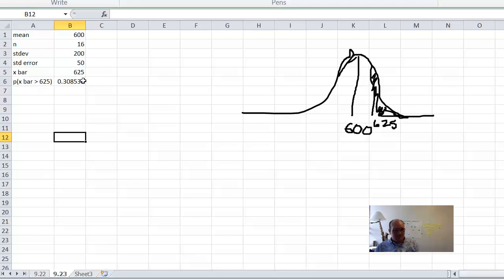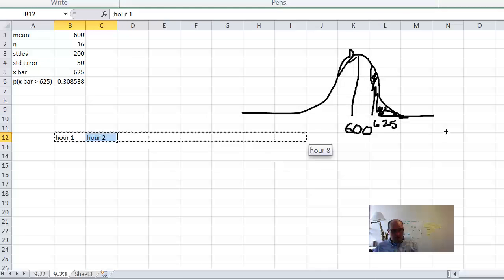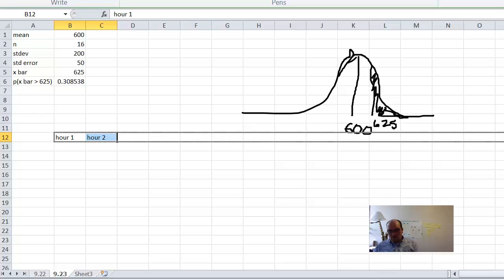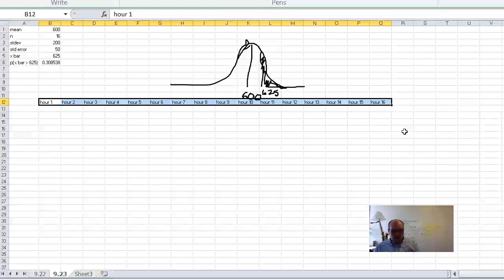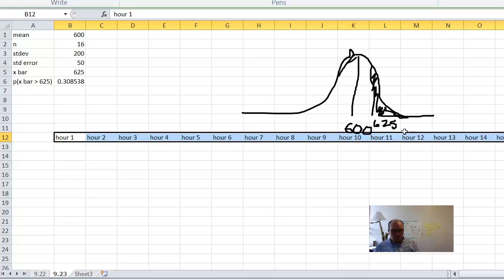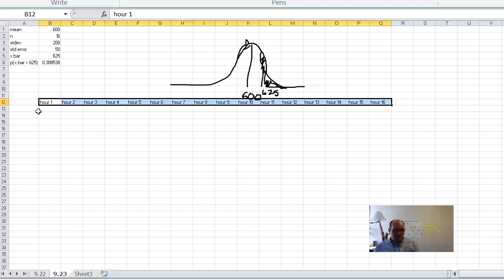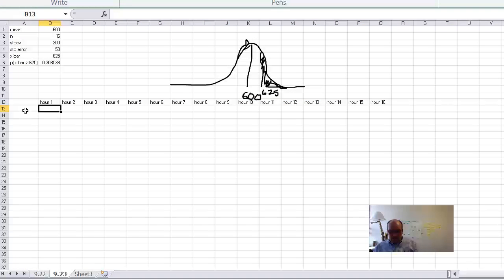All right, so let me see if I can set up a little experiment, and maybe this will make this problem a little bit more clear. So let's see, if I have 16 hours, so hour 1, hour 2, up to 16 hours. Let me see if I can move this over a little bit. There we go. 16 hours.